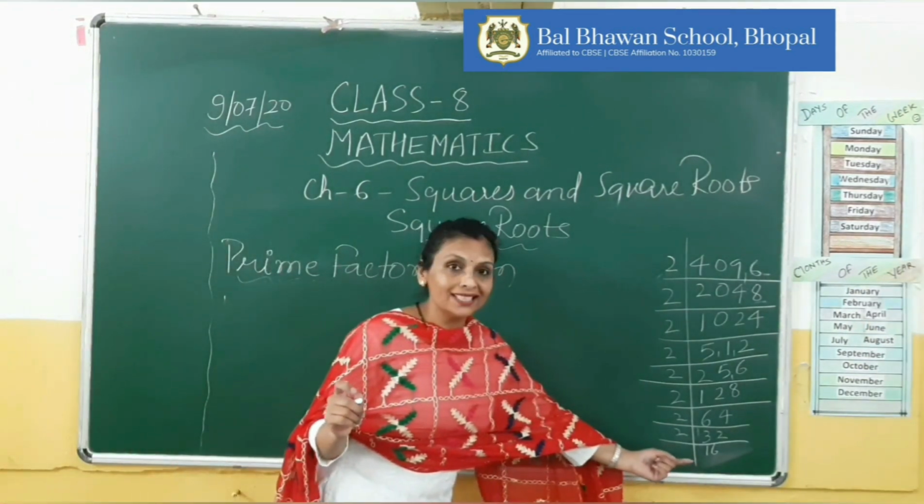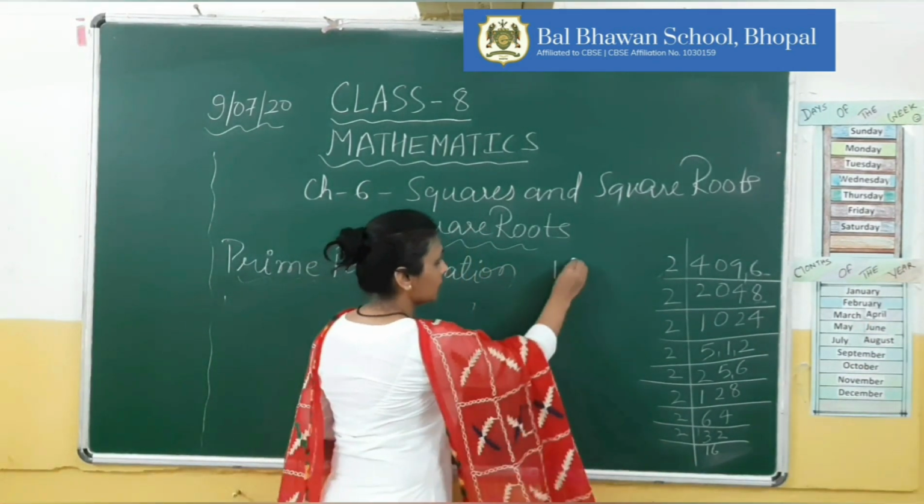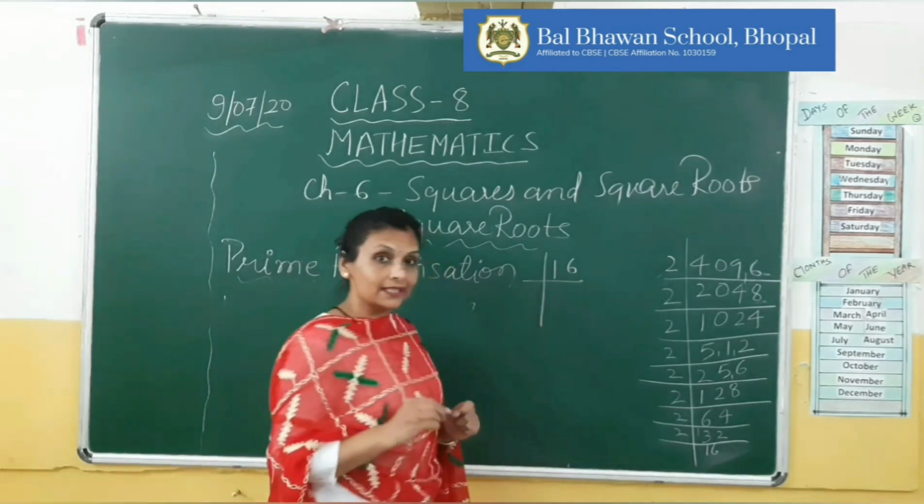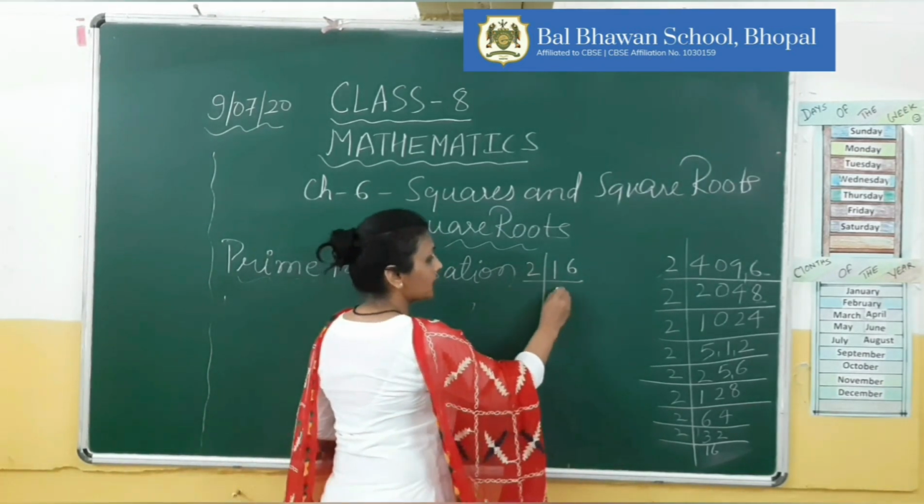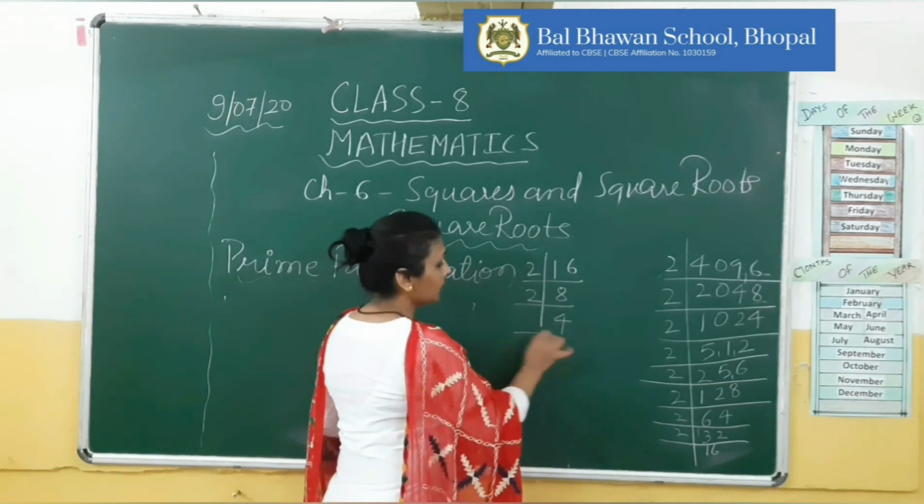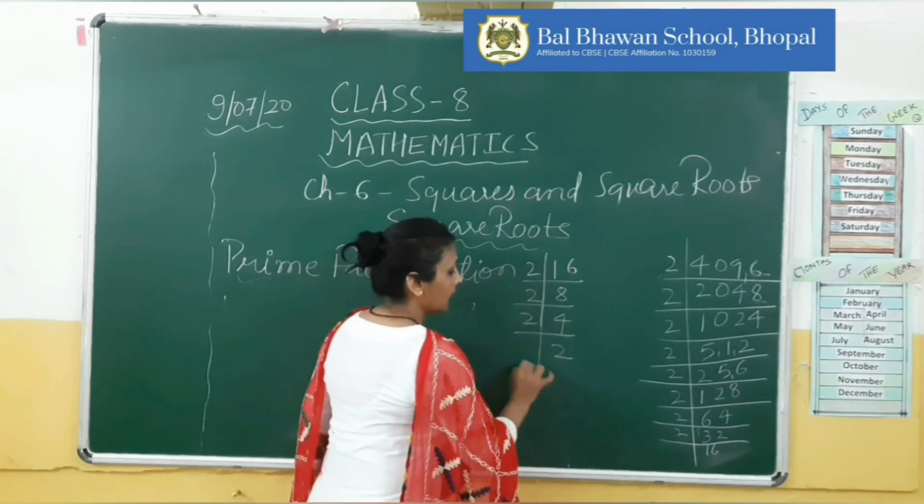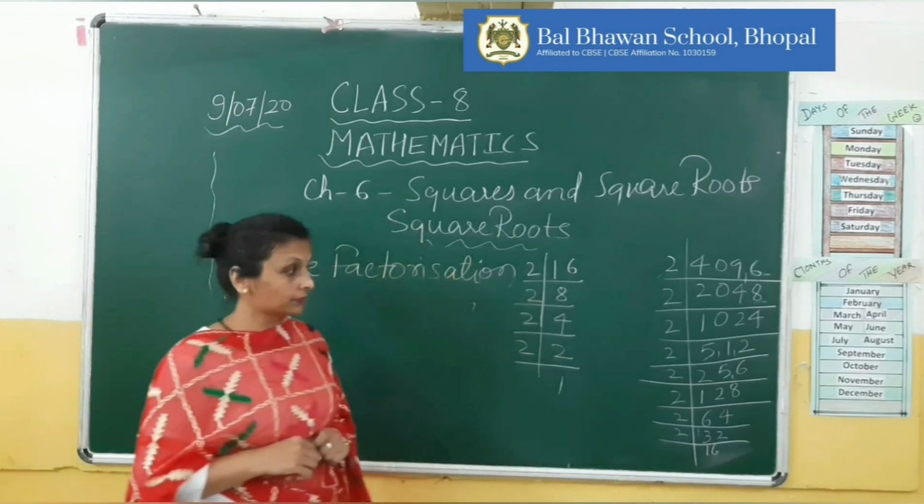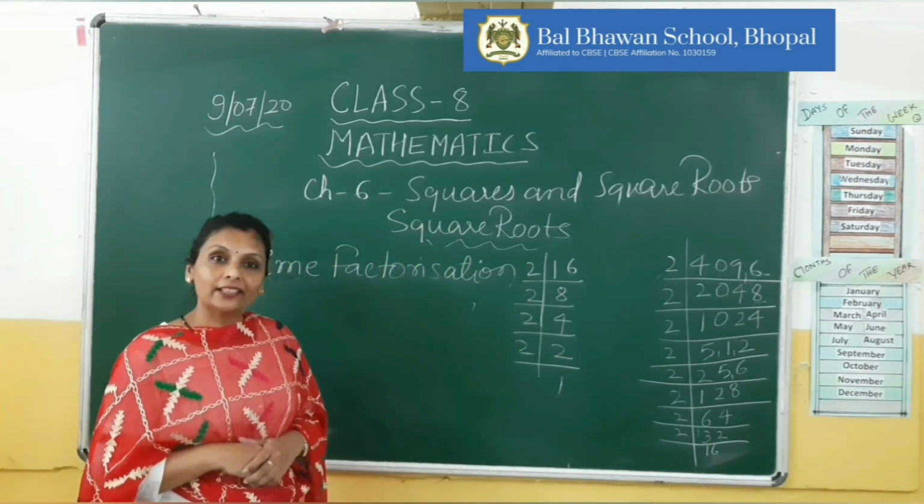Children, here we got 16, right? I am writing 16 over here. You know that 16 is divisible by 2. So 2 8s are 16. Then 2 4s are 8. Then 2 2s are 4. At last 2 1s are 2. We got all the prime factors as 2.